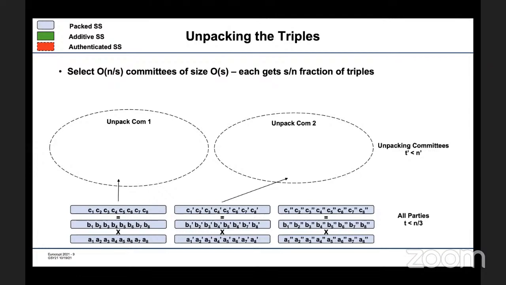So now, instead of using the triples directly, we're going to unpack them. And to do that, we're going to create a large number, specifically O(n/s), of unpacking committees. And these committees are going to be small. In particular, the only thing we're going to use in these committees is that there's at least one honest party in each committee. And of course, the question is now, how do you possibly use packed secret sharing in these committees? There's not enough parties to reconstruct the packed secret sharing inside of each committee.